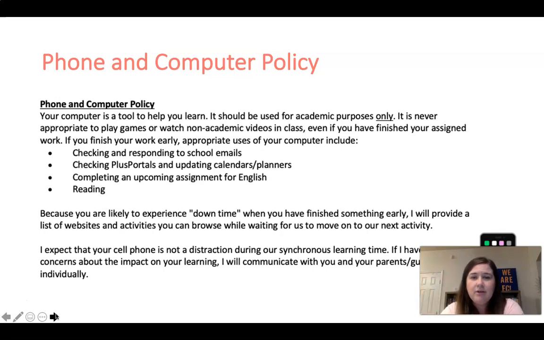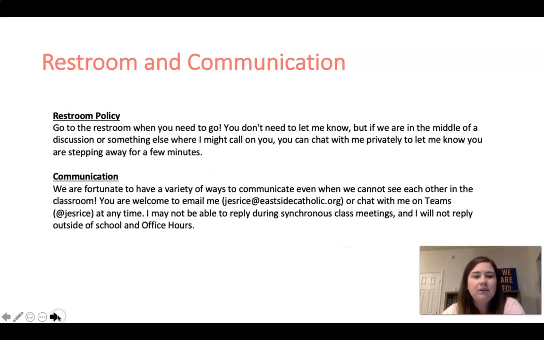And then cell phone, I expect that your cell phone won't be a distraction. You're high school students now. I trust that you can figure out how to manage a cell phone while you're attending a meeting. I have my phone right next to me. I assume that you all will have your phone right next to you. So I am not going to tell you to make sure that your phone is put away. I'm not even going to tell you not to check your phone during class. I'm just going to tell you that I expect that it's not going to impact your learning. So if I start to see that you're always like this all the time, and you're not learning in my class anymore, that's when I'll reach out to you and to your parents or guardians individually.